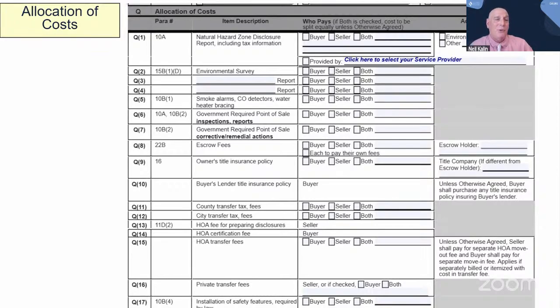We thought it was too difficult, given that we started off as a statewide form, to have a default to one practice versus another. There's a few exceptions there. Buyer's going to pay for the lender's title insurance policy no matter where you are. Seller's going to pay for the HOA fees for preparing disclosures, and the buyer's going to pay for an HOA certification fee because that's something that a buyer's lender is going to need and want and require, and it really doesn't help a seller to get that certification fee, although it may help as a practical matter in the transaction.